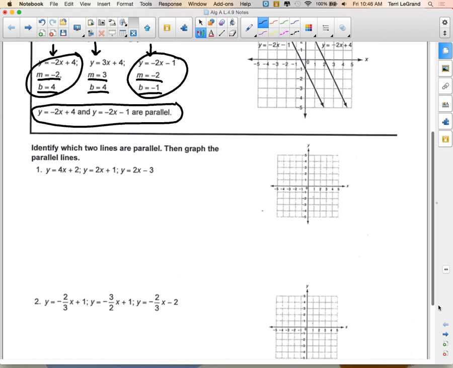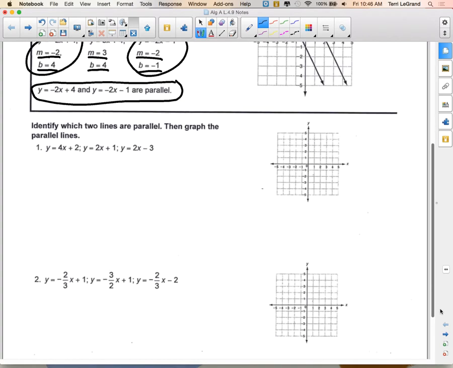So let's go practice some. Number 1, identify which 2 lines are parallel and then graph the lines. I think it might be helpful if we give them some numbers, so let's do this. 1, y equals 4x plus 2. Let's identify, if it's in slope-intercept form, which it is, we can go right to identifying its slope and its y-intercept. What's this one's slope? 4. What's this one's y-intercept? 2.